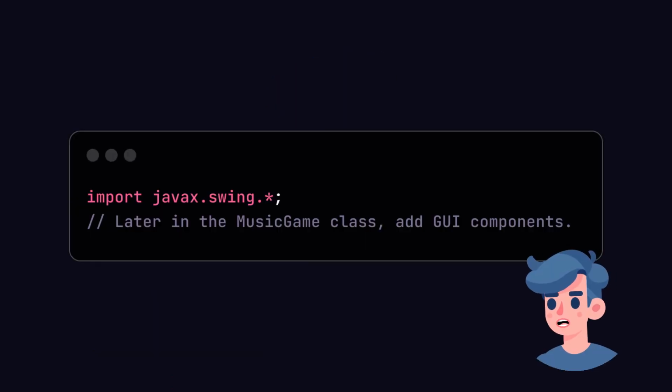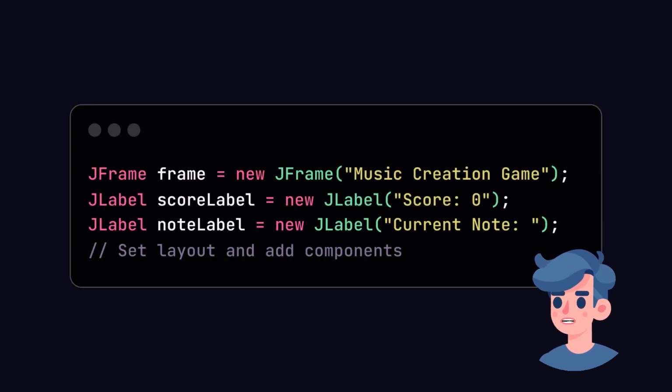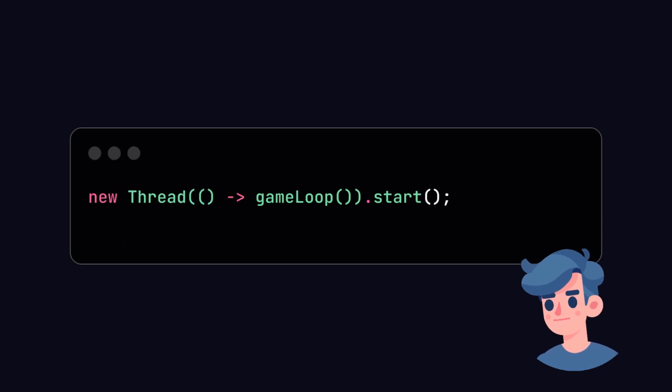Let's also add a way to visually represent the score and the current note. For this, we can create a simple GUI using Swing. We will update our game loop method to display the current score and note on the GUI instead of the console. Initialize the GUI at the beginning of our game. To keep the GUI responsive, we will use a separate thread to manage the game logic, allowing for smooth gameplay. This will help handle user input while still updating the GUI.